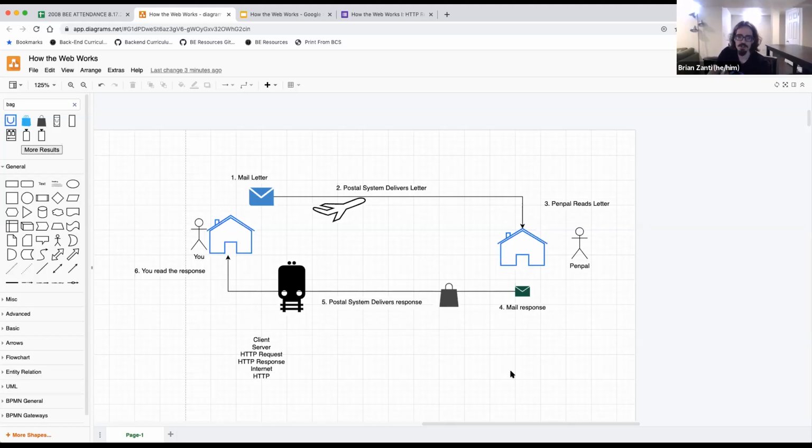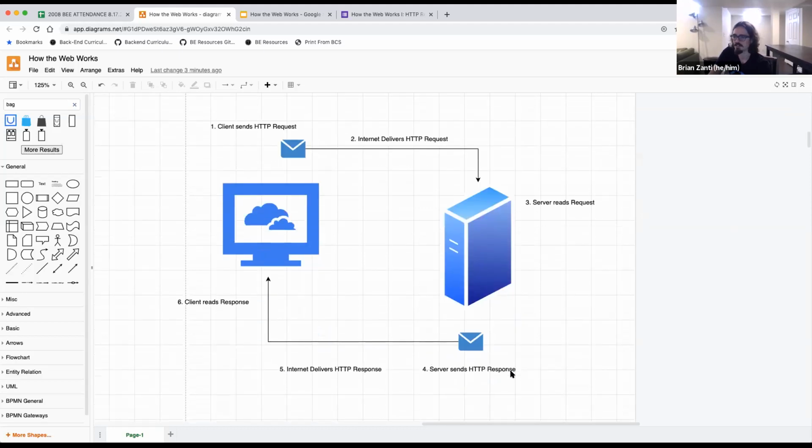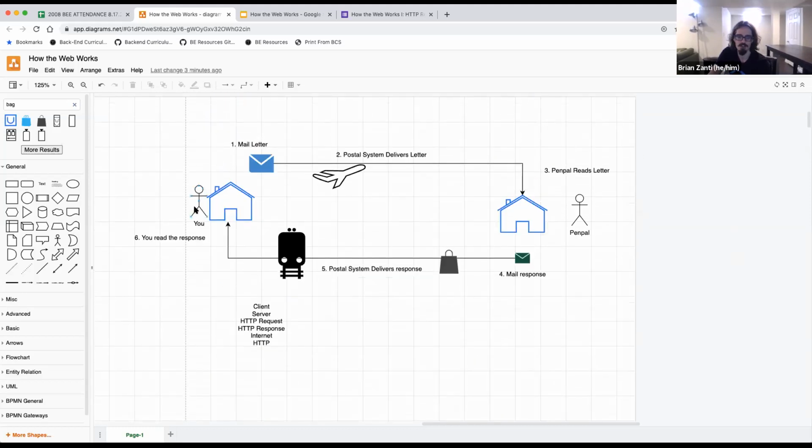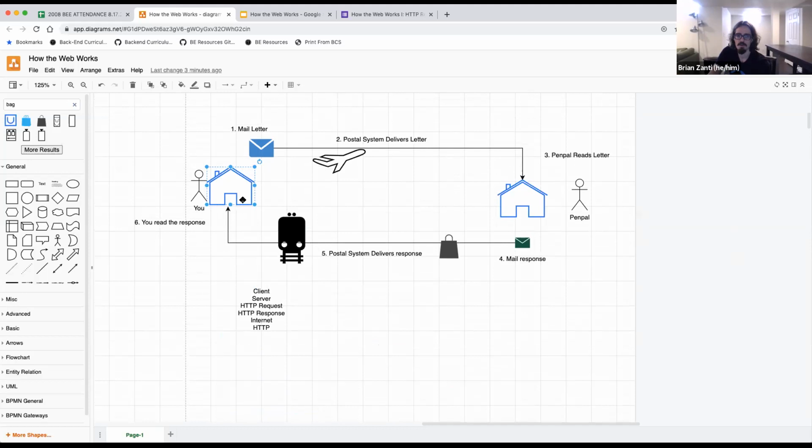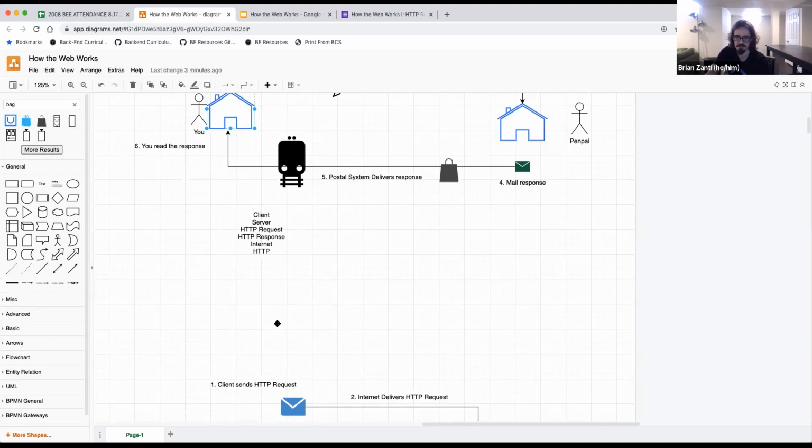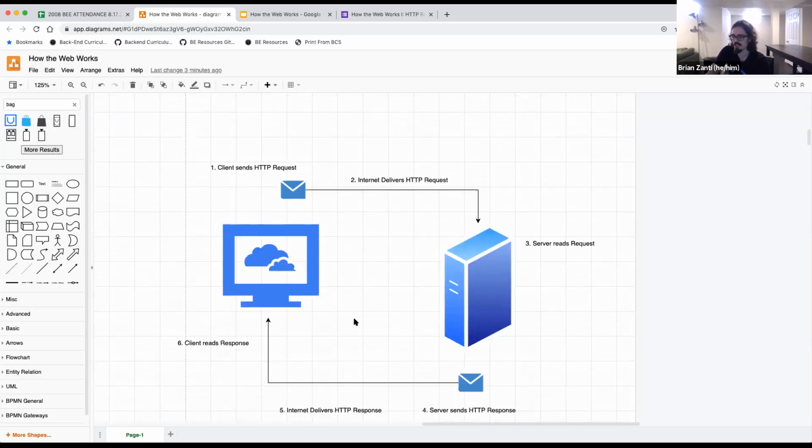So I do have another version of this diagram where we've got this laid out a little bit more explicitly. The question came up: in the pen pal analogy, are you the client? Is the house the client? If you think of the client as the thing that actually sends the message, it's probably the mailbox, the thing that is the entry point into the postal system. That's where the analogy gets a little fuzzy.